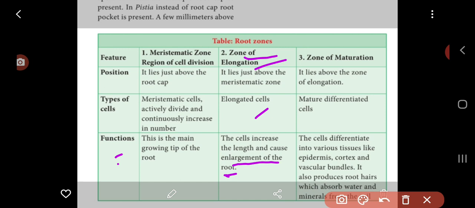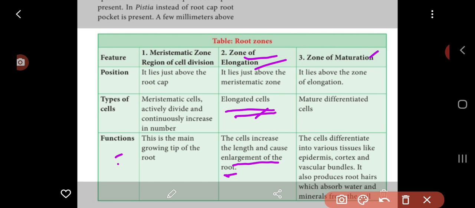The reason it helps enlargement is that the cells are elongated in size. So its cells enlarge. Because they are elongated, it is supportive of the enlargement of the root. So the cells increase the length. So enlargement of the root, that is the function.